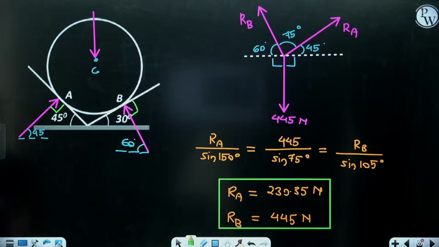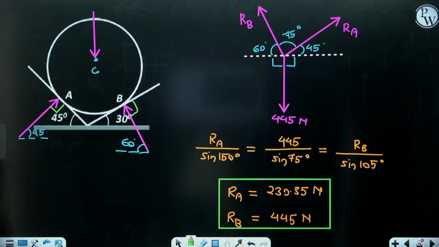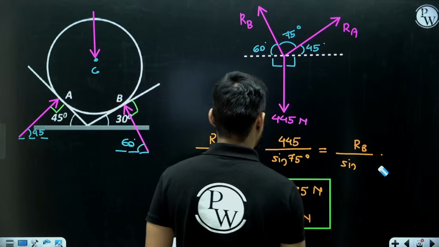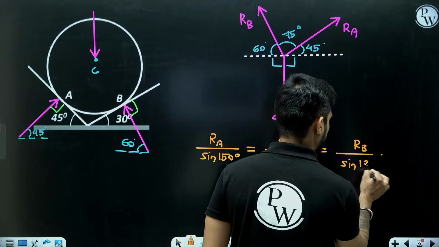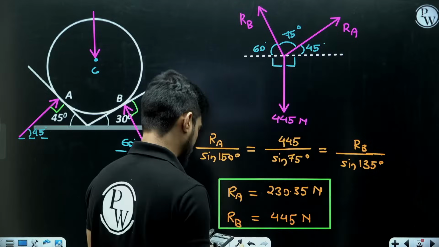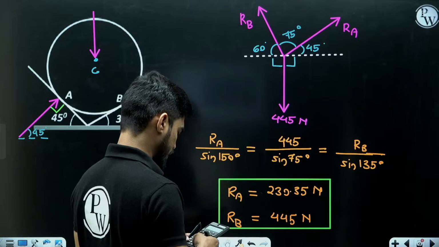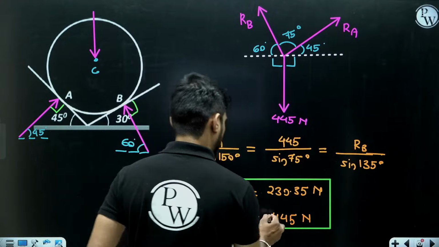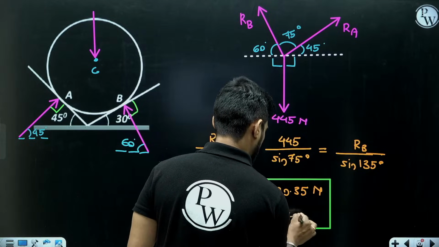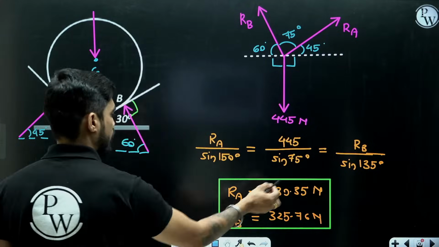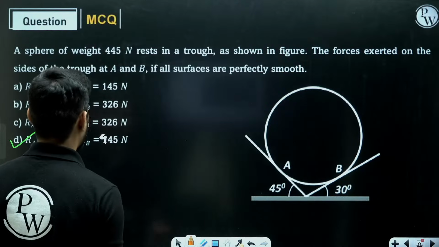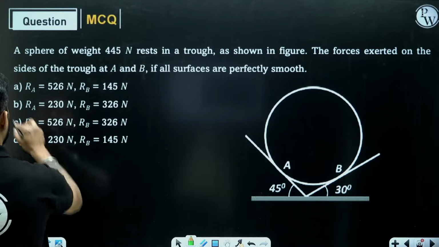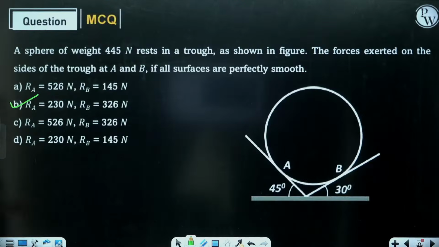Okay, we have done something wrong. This angle will be 135. Sorry. This angle will be 135. So 445 sine 135 divided by sine 75 is 325.76. Okay, my mistake. This angle was 135. So I am getting 325, almost 326 Newton. So we are getting B, RA 230 Newton and RB 326 Newton.